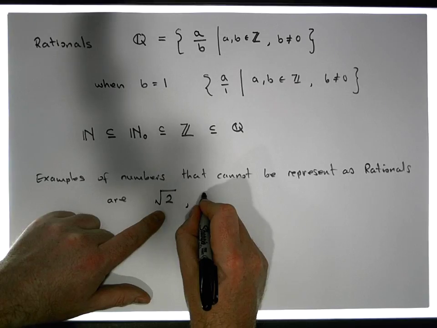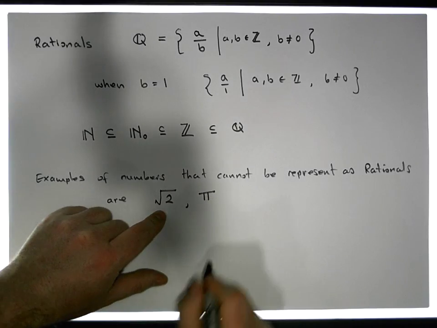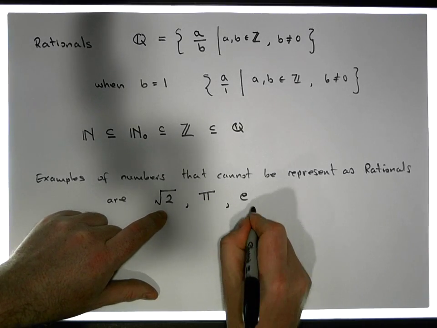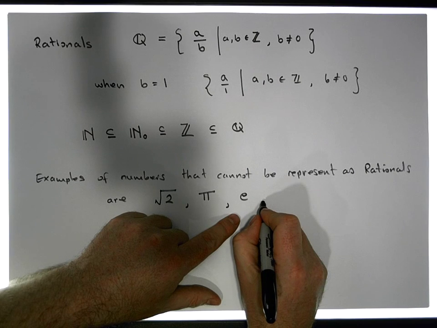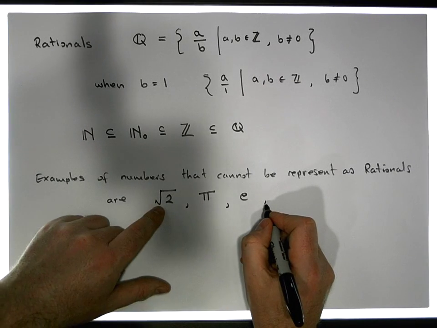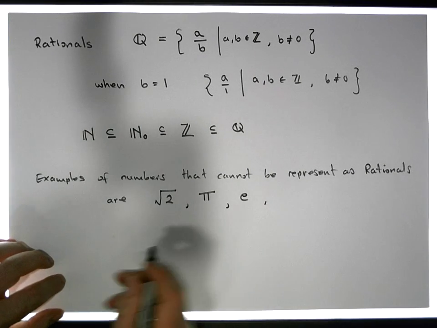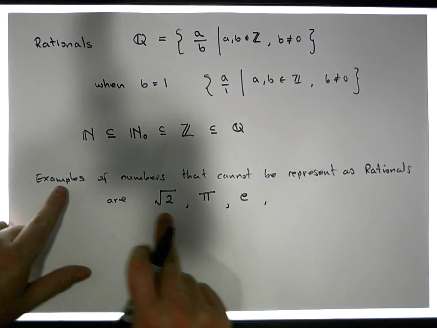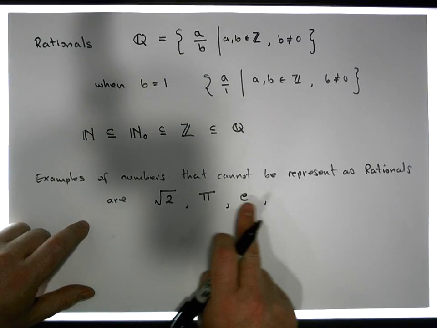The number pi cannot be represented as a fraction. The number e cannot be represented as a fraction. The number square root of 2 pi cannot be represented as a fraction. There's so many of these, but I'll have proofs in relation to, well, probably not for pi and e in relation to that.